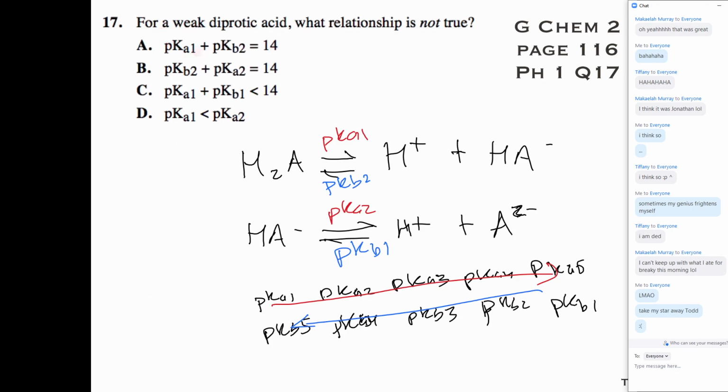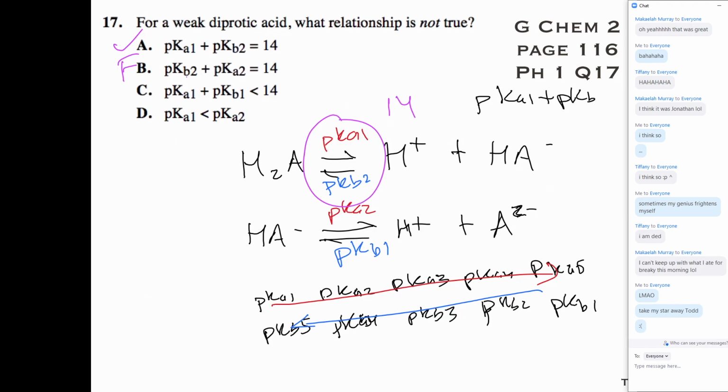So is this a true relationship? Does pK1 and pKb2, does that combination add to 14? Sure, conjugate pair. Does pKb2 and pKa2 add to 14? Nope. Here's kind of a tricky one. Let me just do the math on this.